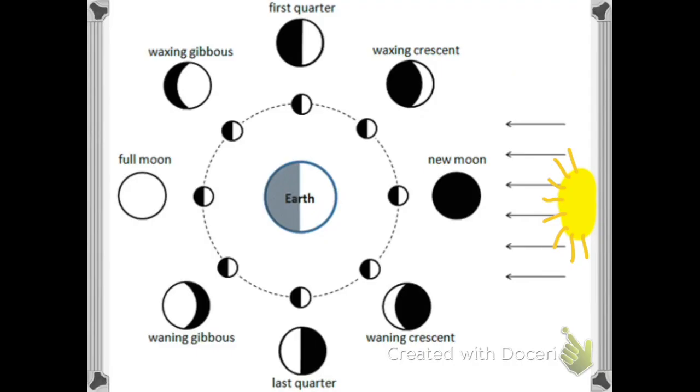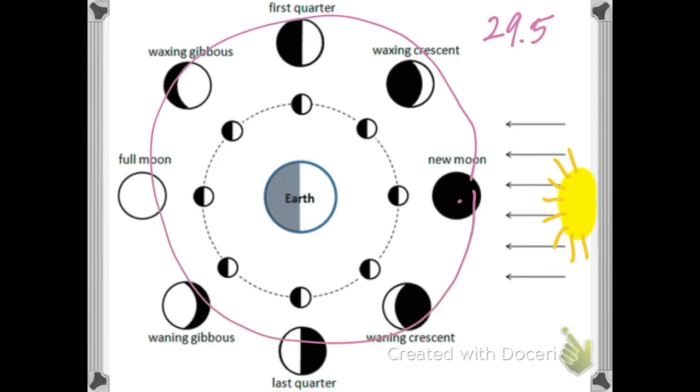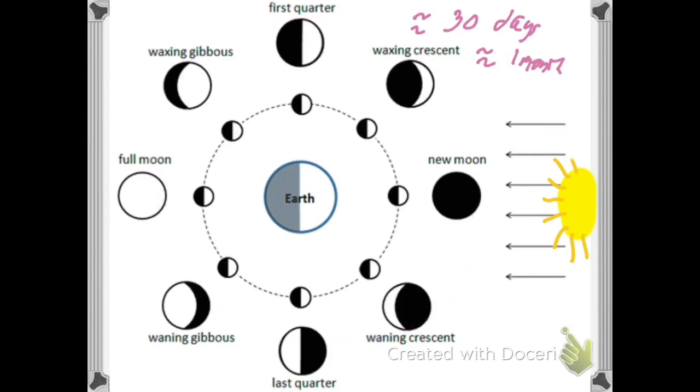Now let's talk about how long it takes to make the whole cycle. So it's 29.5 days for it to go from a new moon all the way back around to a new moon. 29.5, but we tend to round up to 30, which is about more or less a month. So 30 days is about a month. So it's about 1 month to go again from the new moon back to the new moon. And remember, it always goes counterclockwise.